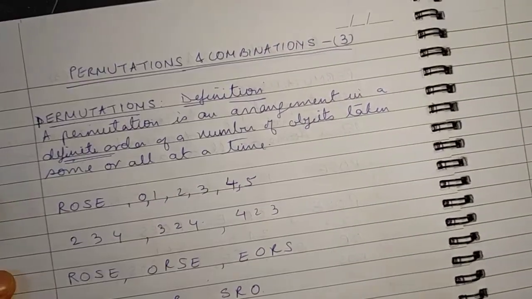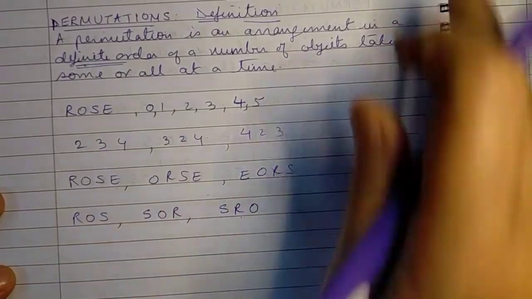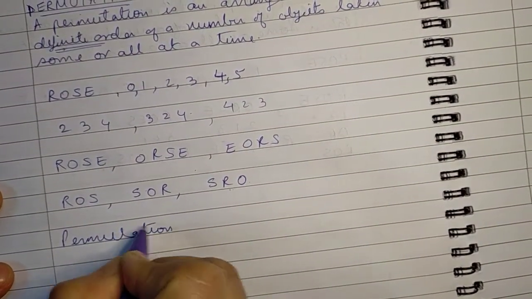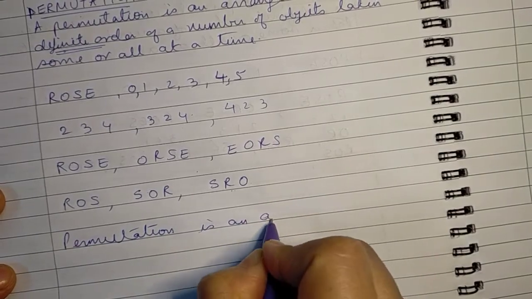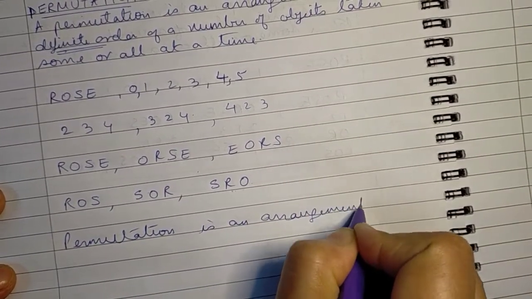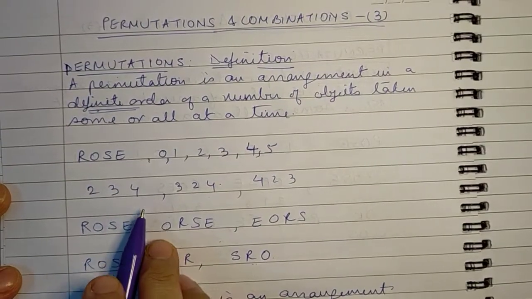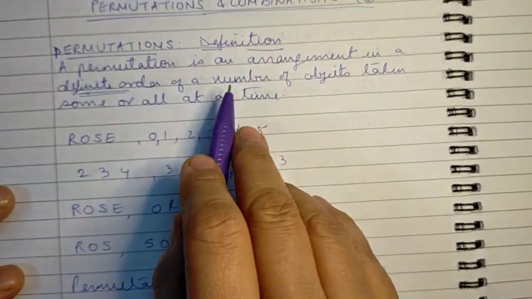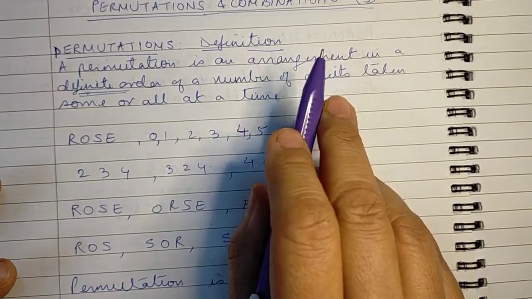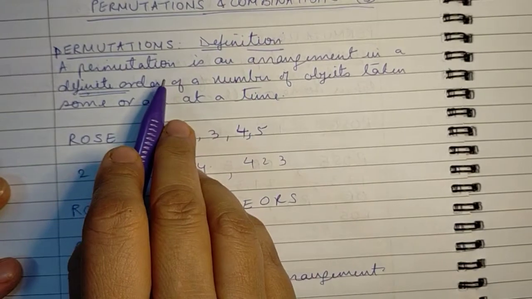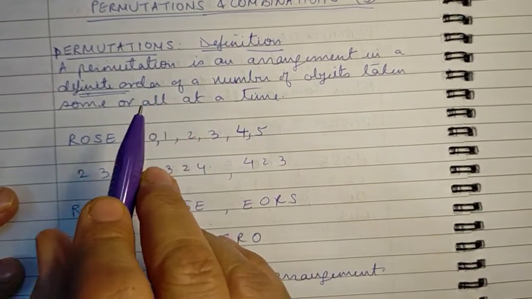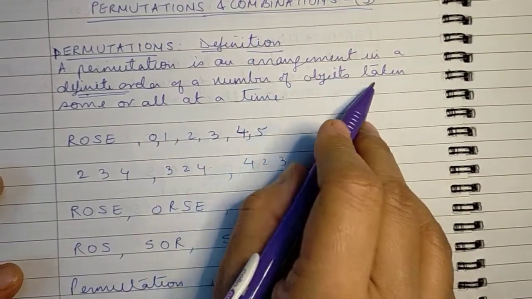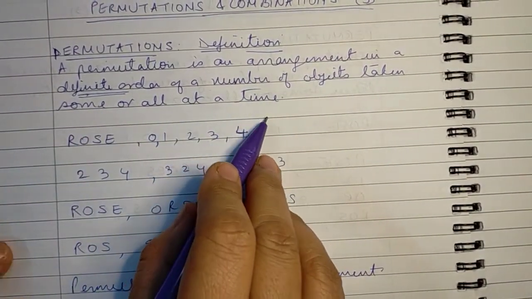So I'm again repeating, what is permutation? Basically you can write that permutation is an arrangement. So each arrangement is called a different permutation. A permutation is an arrangement. Now what kind of arrangement? In a definite order. Arrangement of what? Of a number of objects taken some or all at a time.